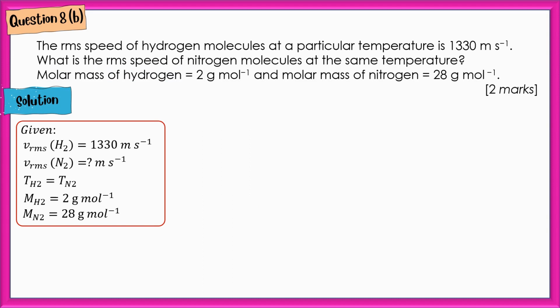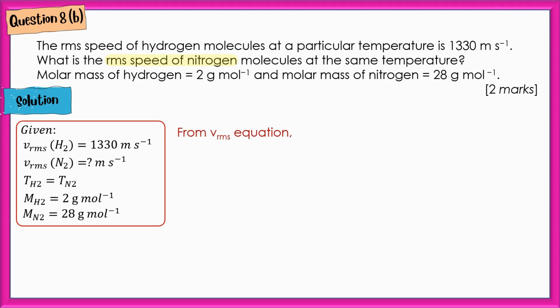Question number 6b. The RMS speed of hydrogen molecule at a particular temperature is 1330 meter per second. What is the RMS speed of nitrogen molecule at the same temperature? Given the molar mass of hydrogen is 2 gram per mole and molar mass for nitrogen is 28 gram per mole.